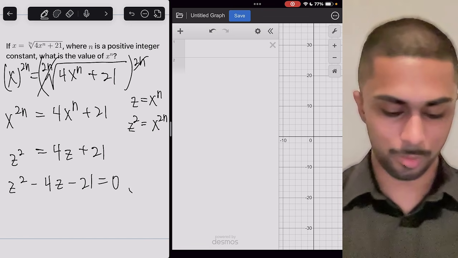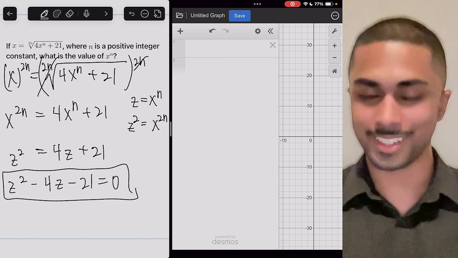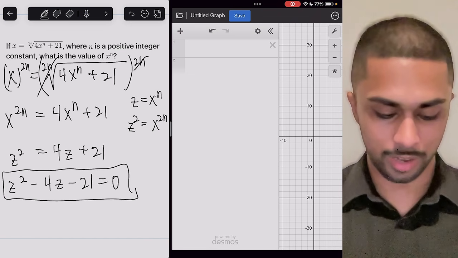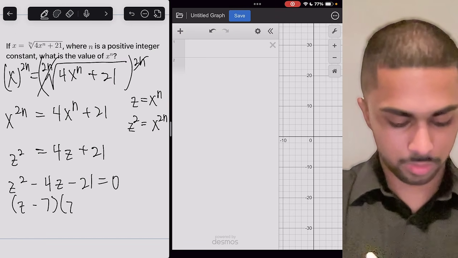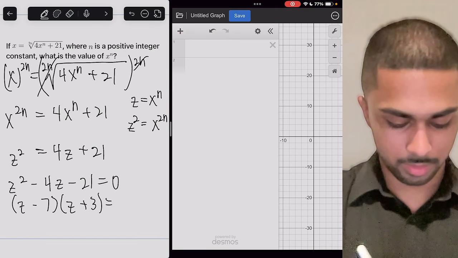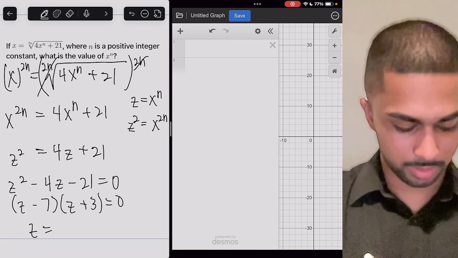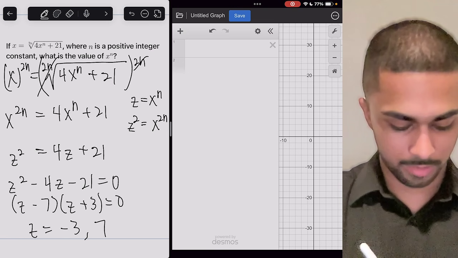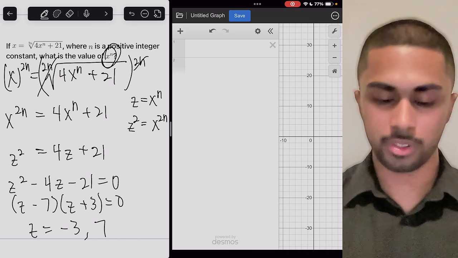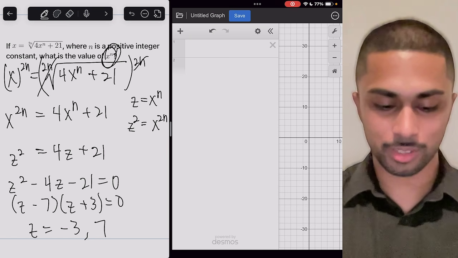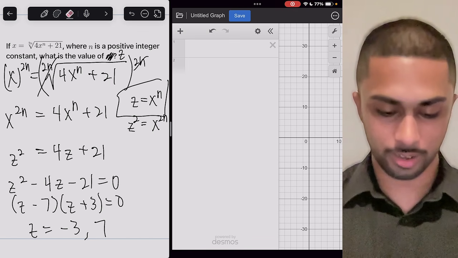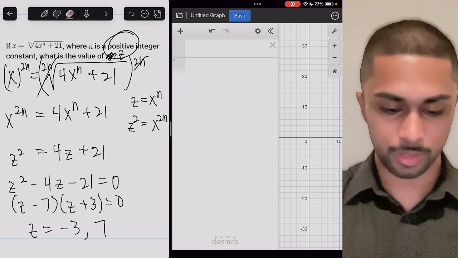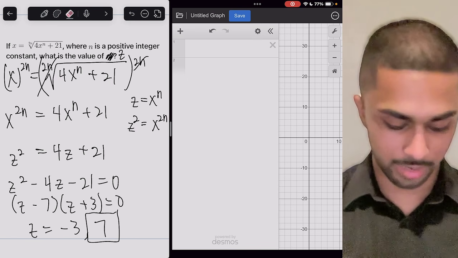And I think with this form, you can tell that this is a lot easier to work with. This is just a regular quadratic. And the beautiful thing is, if you just solve this entire thing, z equals -3 and 7. You're solving for z because z is equal to x to the power of n. It asks you what is the value of x to the power of n, but you're really just solving for z because that's what you set over here. And since it's looking for the positive integer, your answer is 7.